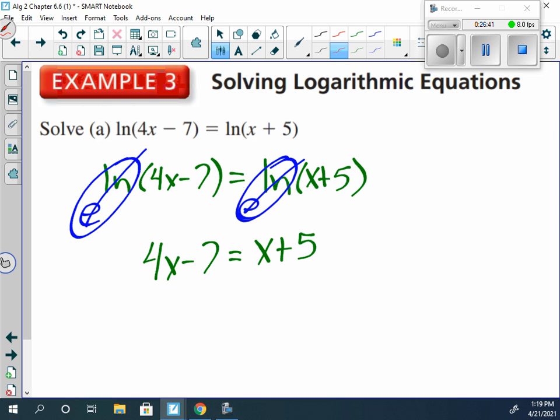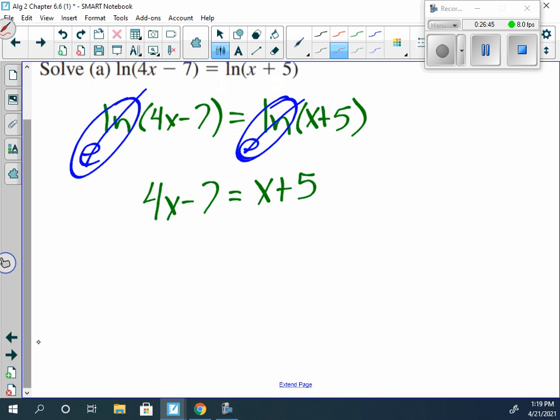Any questions on this here so far? Well, now we just need to solve for the value of x. And the first thing we can do is get x on the same side.